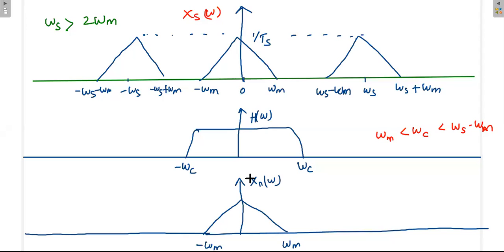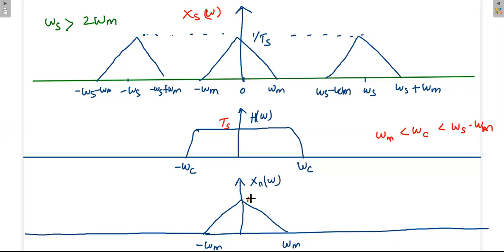And also one more thing, to have a gain value of 1 here, the gain value of the low pass filter has to be Ts. Why? Because this is 1 by Ts, multiplied with Ts will provide a gain of 1.